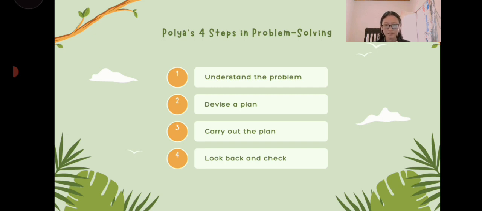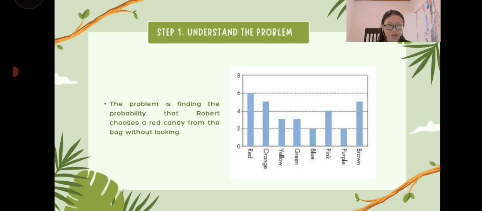Afterwards, we check whether our solution is correct and makes sense. Okay, next slide. Let's start with the first step, understanding the problems. The problem is to determine the probability of Robert choosing a red candy from the bags without looking. The bags contain candies of different colors, and their quantities are shown in a bar graph.